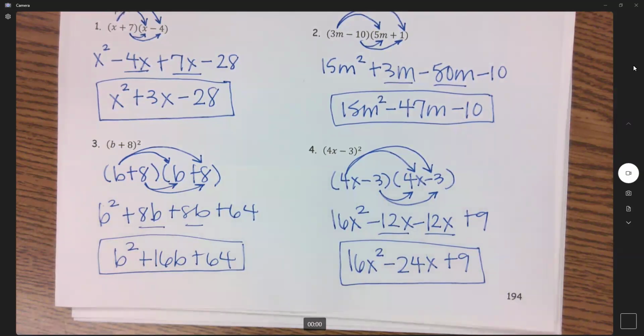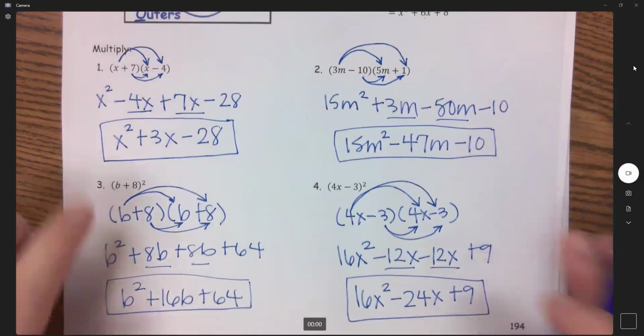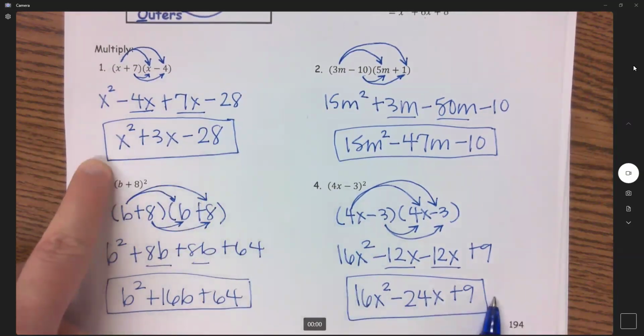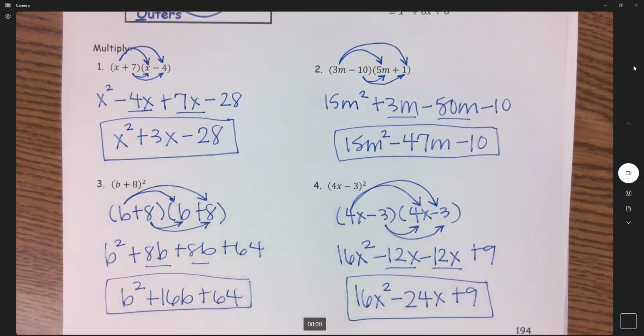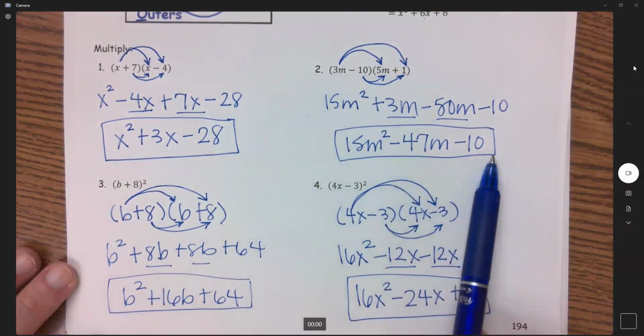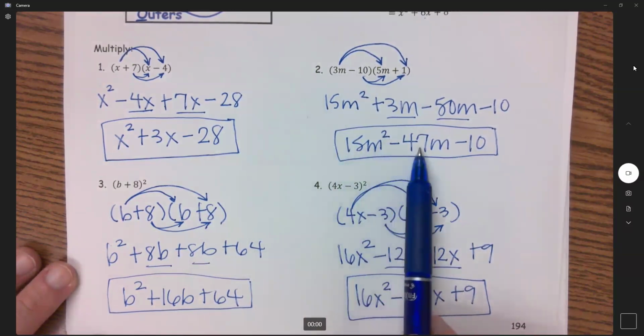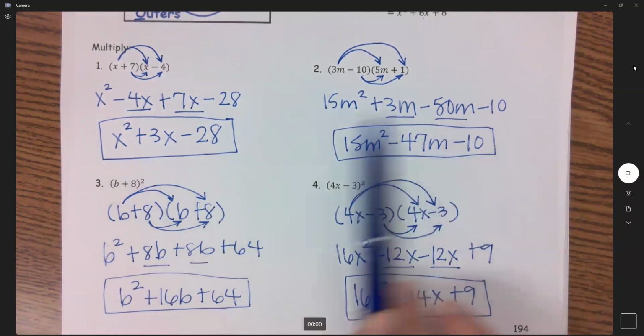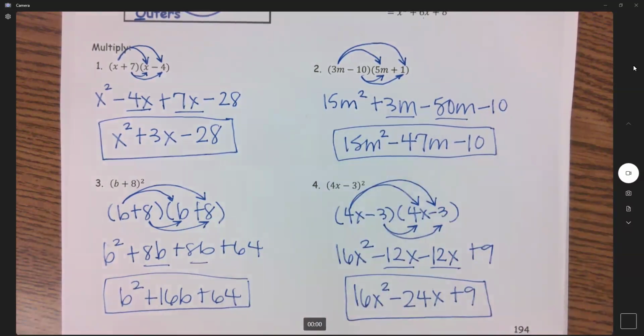Second thing I want to make note of is that in MyMathLab, if they use an m, you're writing your answer with an m. We're so used to multiplying binomials with a variable x that when we get to ones like this, we'll accidentally type it in MyMathLab as 15x squared minus 47x minus 10. Be careful, you know how MyMathLab is, and it can be picky. So you need to make sure that you use whatever variable that problem has.